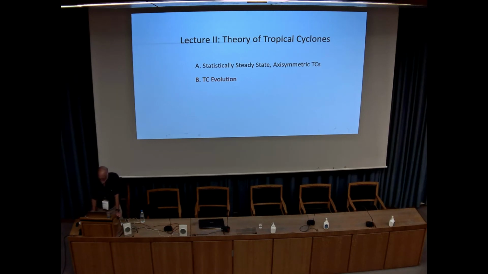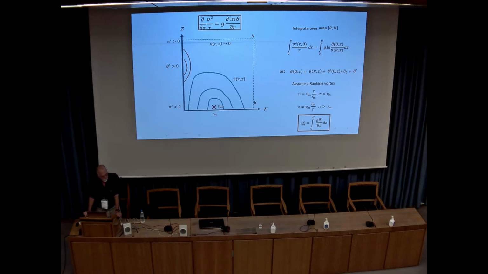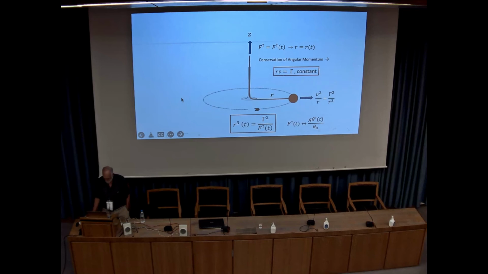Okay, evolution. So we go back to our cartoon where we integrated over the box, and we found that the maximum tangential wind is proportional to the integral of the buoyancy over the center axis. So if we go back to our balanced cartoon, with the ball on a string rotating around, what we want to do now is ask, how can we increase the circulation? How can we increase the velocity v?